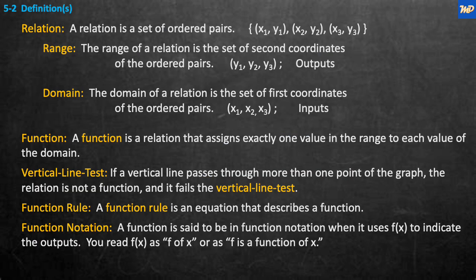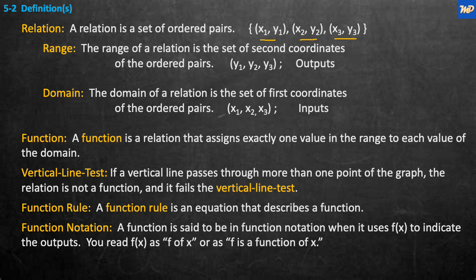Okay, before we get started, let's look at a few definitions. A relation is a set of ordered pairs. You remember from past lessons, ordered pairs, the x, y pairs, for graphing, right? The x value and the y value, the ordered pairs, x1, y1, and x2, y2, x3, y3. This is a set of ordered pairs. The ordered pairs are the x, comma, y value items.